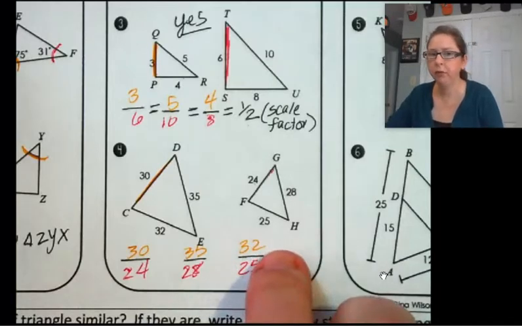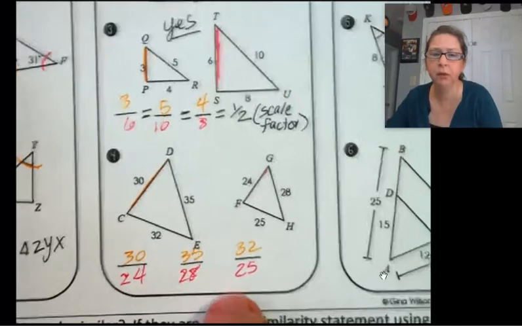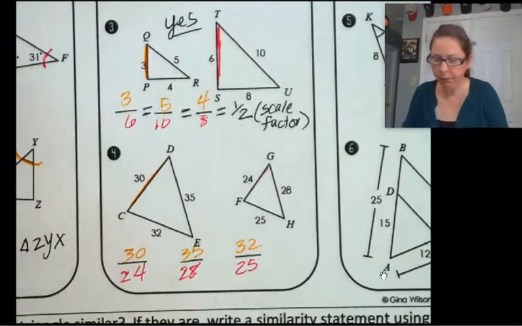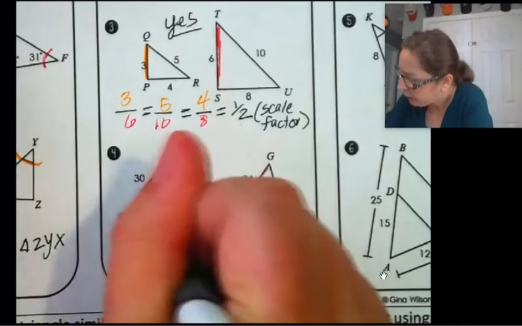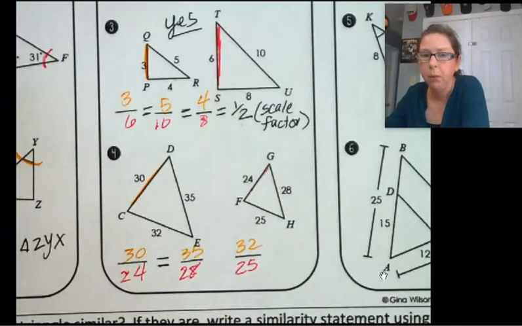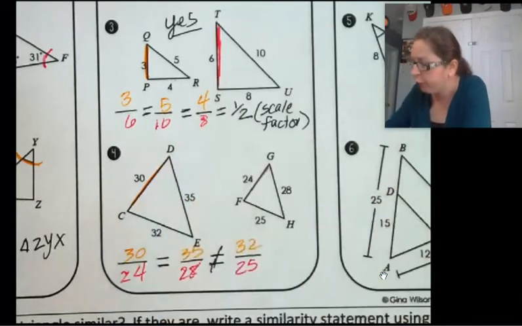What about 32 over 25? 32 is divisible by 4 and 8, but 25 is only divisible by 5. Okay, so here's my problem. These two sides are congruent, but this third side does not match up with the other two.